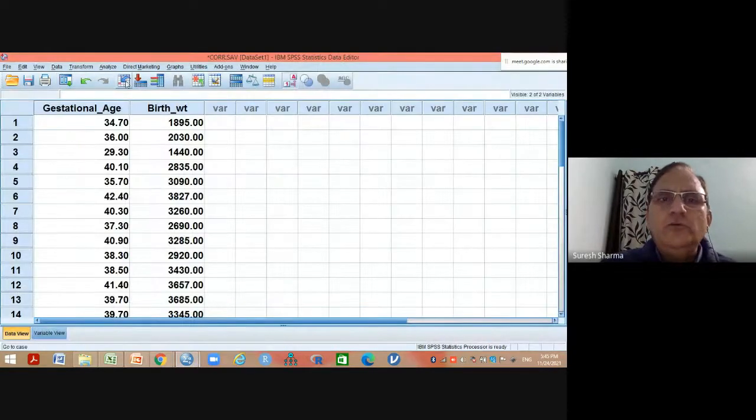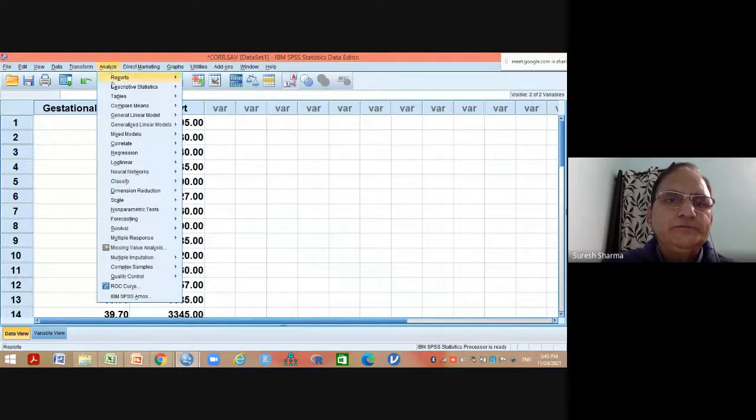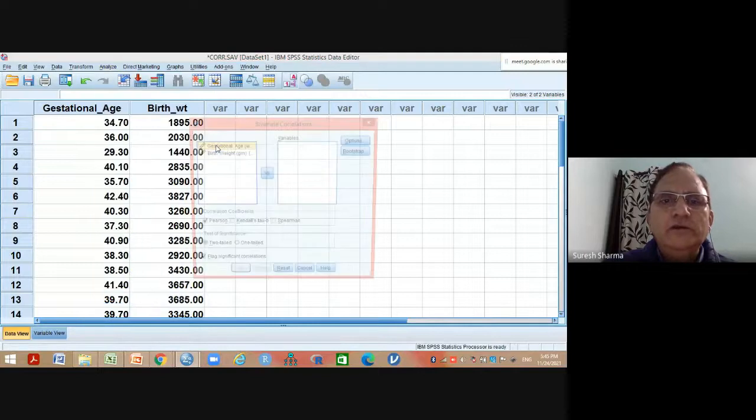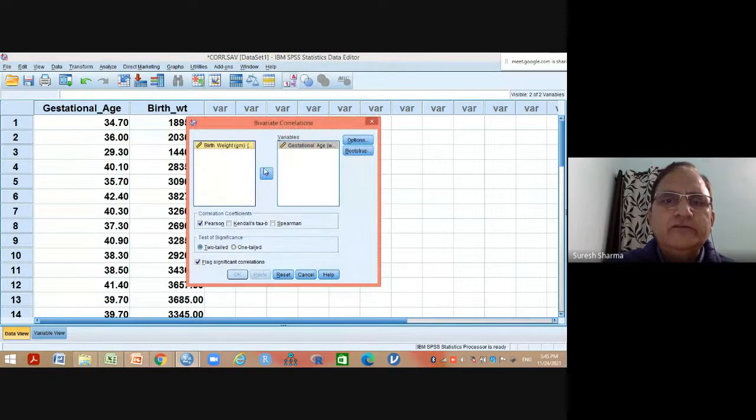So this is just looking at the scatter plot. How to compute correlation? Go to Analyze, go to Correlate, Bivariate, because there are only 2 variables. Take this here and this on this side, and this is Karl Pearson's correlation coefficient. And if you want Spearman's rank correlation, you just click onto this, and you will get Spearman's.